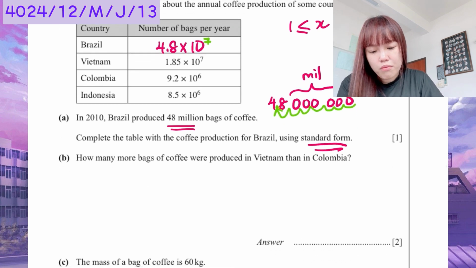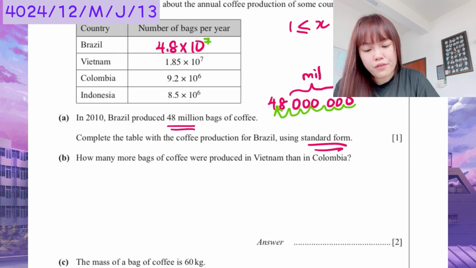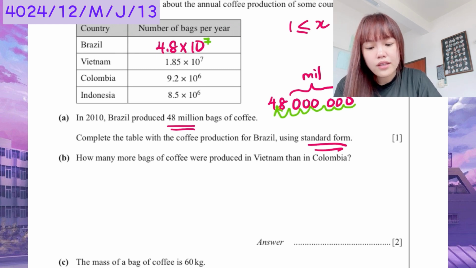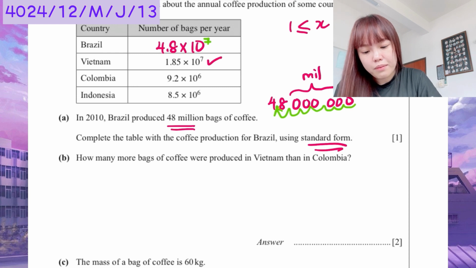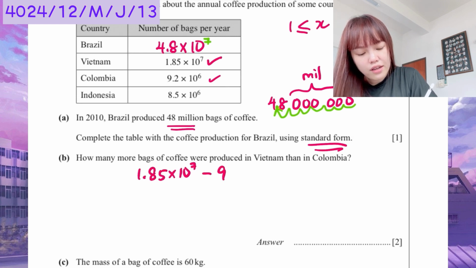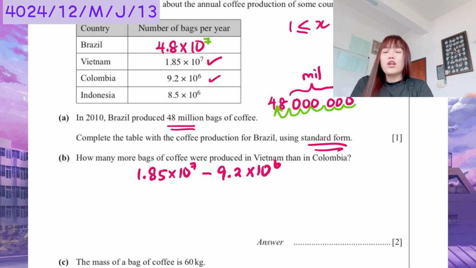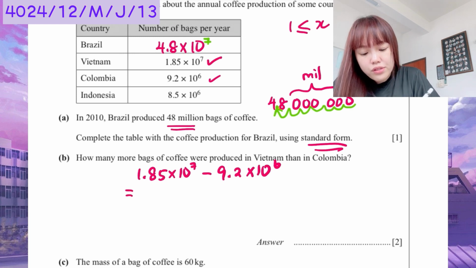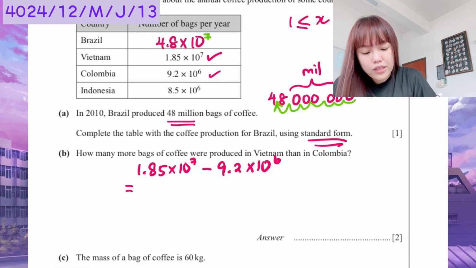Part B. How many more bags of coffee were produced in Vietnam than in Colombia? Okay, so this question, you need to use Vietnam and Colombia, they will minus. So the bigger number here is this. As you can see, power 7 here, right? Minus 9.2 times 10 to the power of 6. Okay, I show you both of the methods. The first method, you use the standard form method to find out what is the answer.